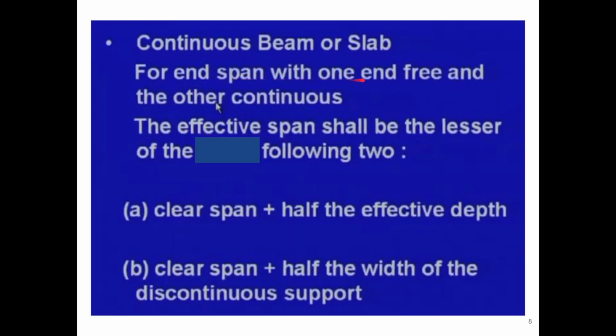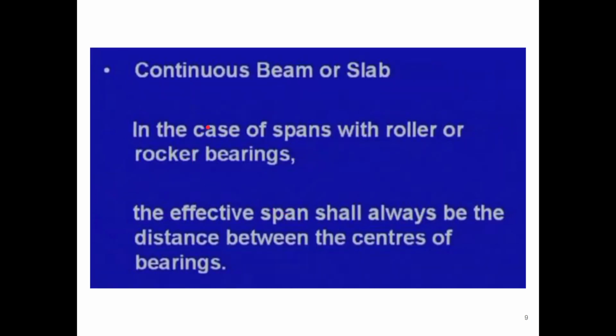Say for example, for an end span with one end free and the other continuous, if it is not fixed but free, then the effective span shall be the lesser of the following two: clear span plus half the effective depth, or clear span plus half the width of the discontinuous support. Out of these two the minimum we have to take. For end span free and other continuous, the effective span will be the lesser of these two values. The first case was for the fixed end and continuous. Second was for free and continuous.